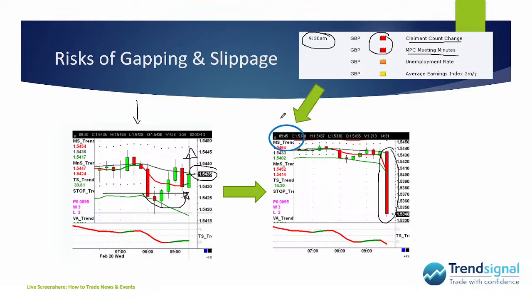Okay, and remember, when it comes to gapping, when it comes to slippage, you can only be matched with an available buyer or seller. So you're only going to get the price you want if somebody is prepared to buy or sell at the price that you want, right?